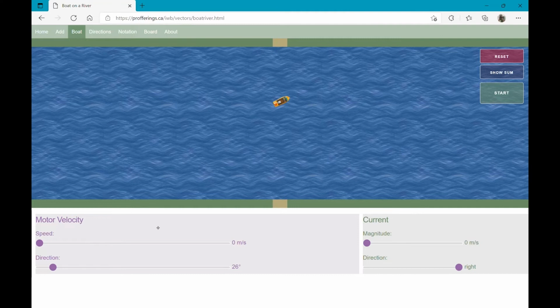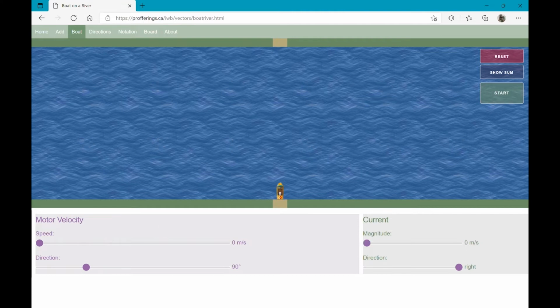What if the boat's on a river? So we're on a river where the current is flowing to the right at the rate of 5 meters a second. So if our boat's engine was off, it would still be moving. It would be traveling downstream at the rate of 5 meters every second.